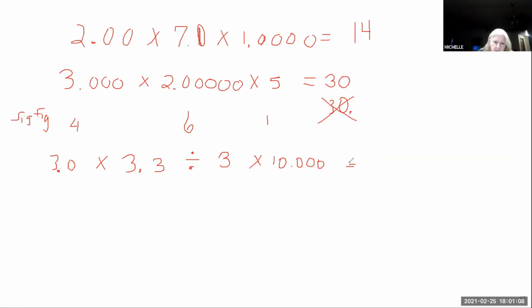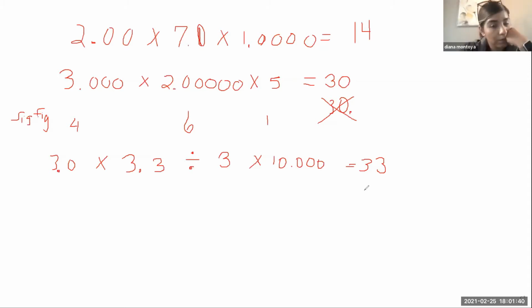Answer is 33. So you said the answer is 33. How many sig figs should I have? You're supposed to have 1. Yes, one. So how many does 33 have? Two. Oh, that has 2. And then you should have 1.